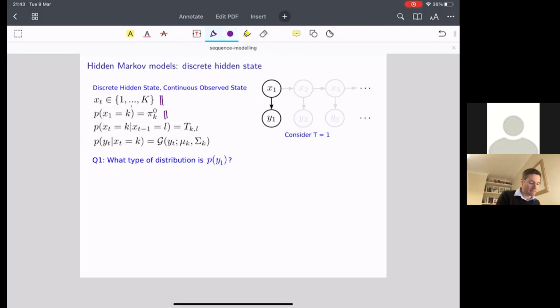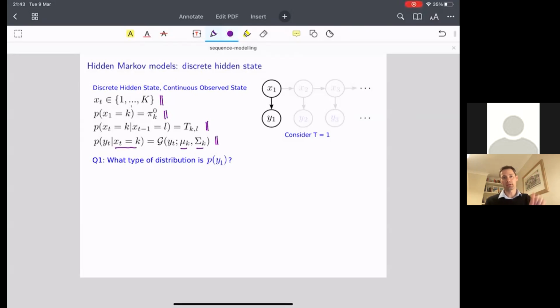I'm explicitly writing down our initial state probabilities here for our Markov chain on X. The initial state probabilities are just these pi k's, and our transition matrix is governing our dynamics here, our transition probabilities of our latent variable X. And we're going to assume that our observed data are generated according to an emission distribution, which is a Gaussian whose mean and covariance depends on the state which the latent variable is in. So you look at which state your latent variable is in, and you look up your appropriate mean and covariance of the Gaussian in order to generate your Y's.